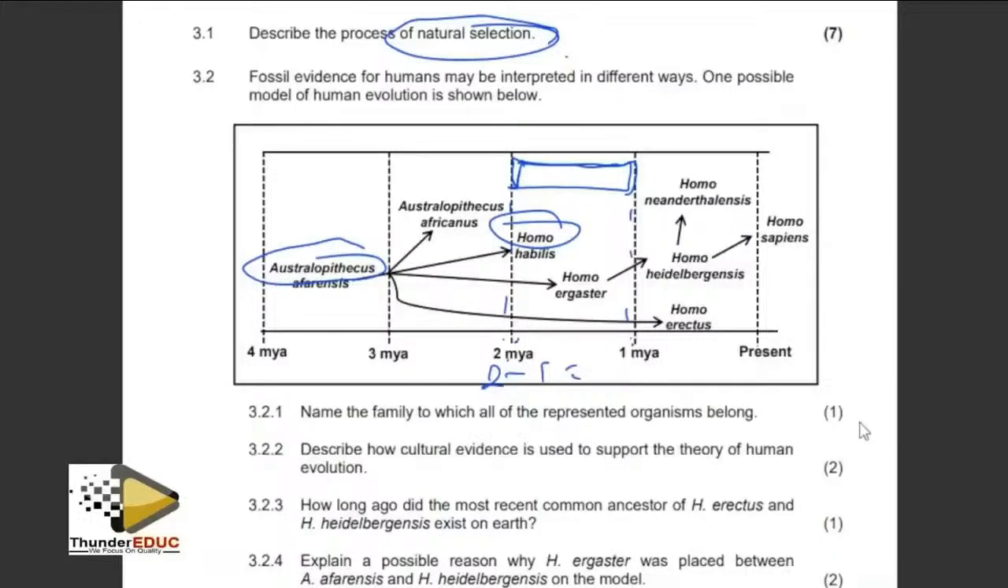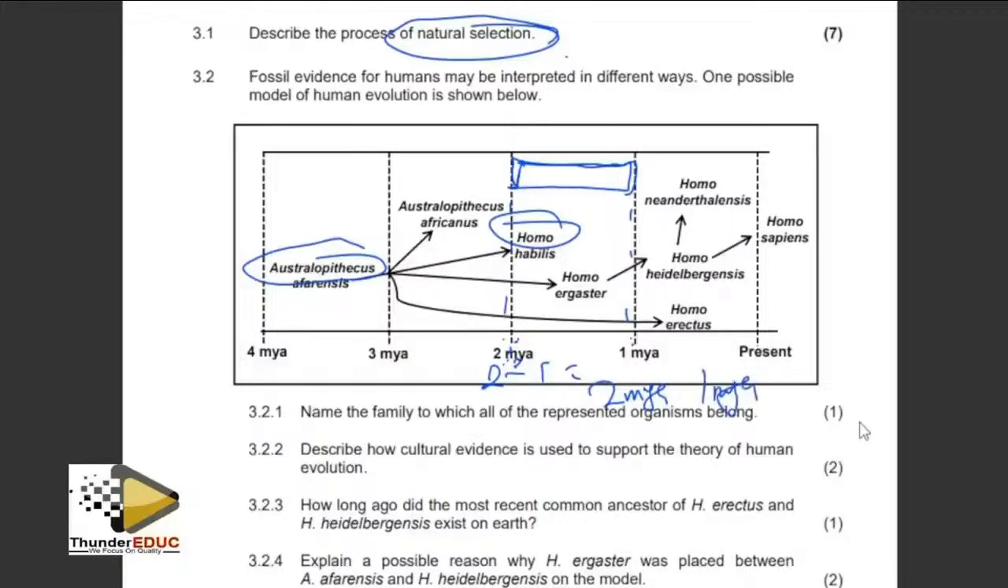How long ago did they appear? This is how they appeared. It means that it's going to be 2 million years. How long ago did they go extinct? It's going to be here. So it's going to be 1 million years.